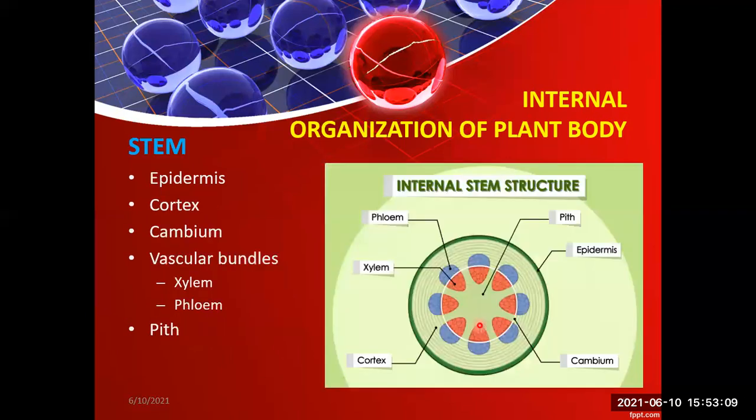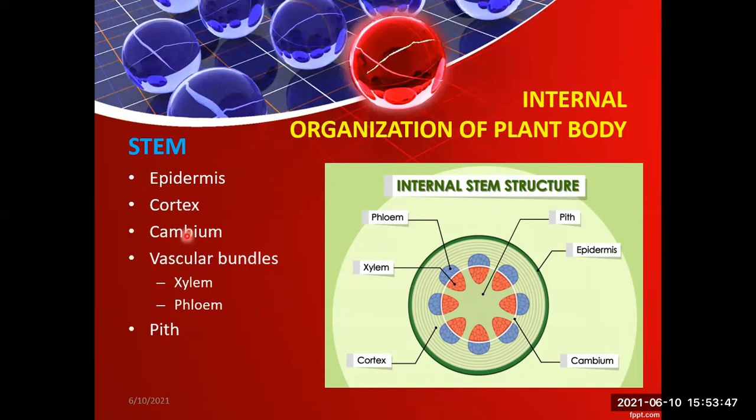When we see the internal organization of the stem, it consists of the epidermis, then the cortex, then the phloem and xylem, and the cambium. The epidermis protects the stem tissues from different types of internal and external environmental factors. Then the cortex is the parenchymatous tissue of the stem system that helps in the conduction of water as well as support to the stem.